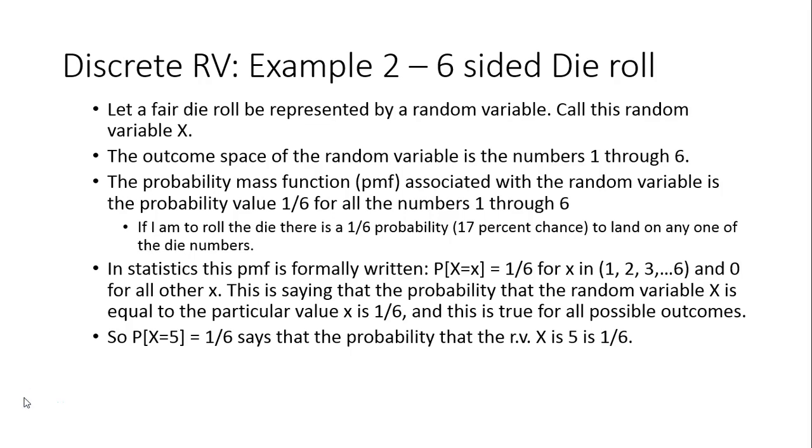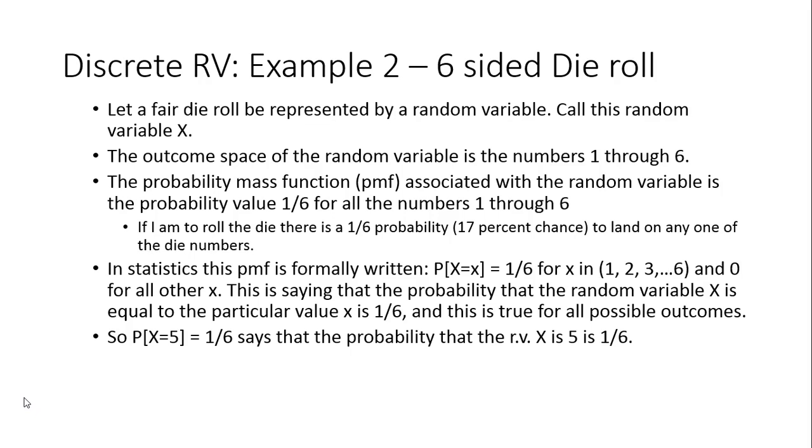Okay. So again, there's my 6-sided die roll. And the probability mass function, the PMF, associated with the random variable is the probability value 1/6 for all the numbers 1 through 6. If I am to roll the die, there is a 1/6 probability, 17% chance to land on any one of the die numbers.